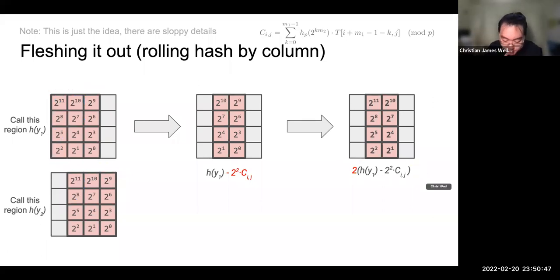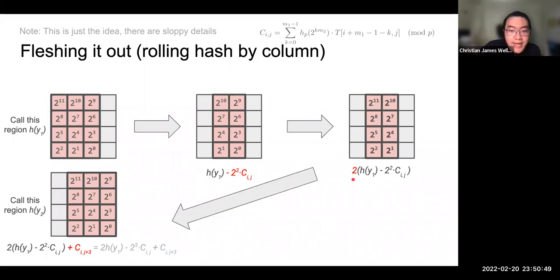Okay. And after that, we simply add back what we need, which over here is C of I, J plus 3, right? Remember, if for example we start off with this as Cij, this is J plus 1, this is J plus 2, and this is J plus 3. So that's why we have to add Cij plus 3.